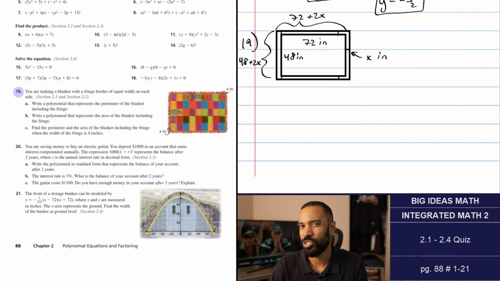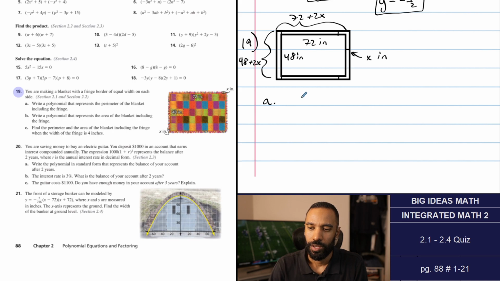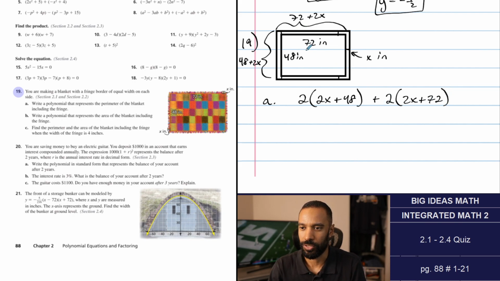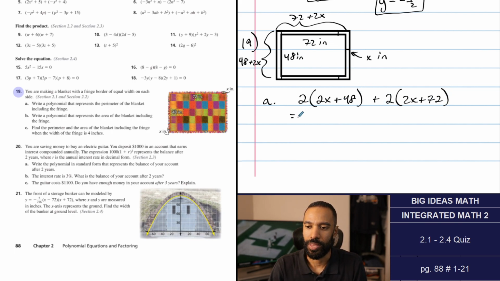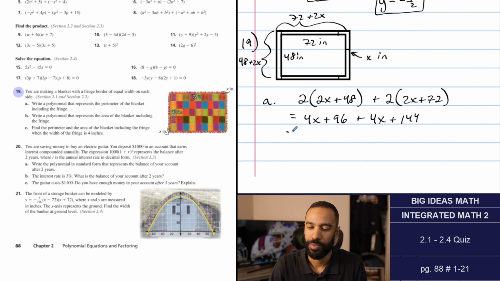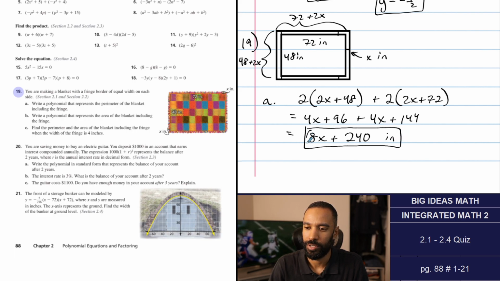perimeter sounds more like section 2.1 than 2.2, but for part A, that would be 2 of the, I'm going to write 2x plus 48. 2 of the 2x plus 48s plus 2 of the 2x plus 72s. Because lengths and widths, you add all of those together. So that's going to be distributed 4x plus 96 plus 4x plus 144, which is 8x plus 240 inches all the way around for perimeter.